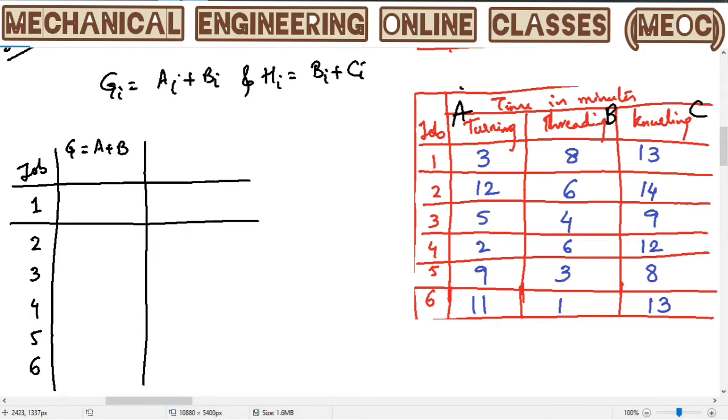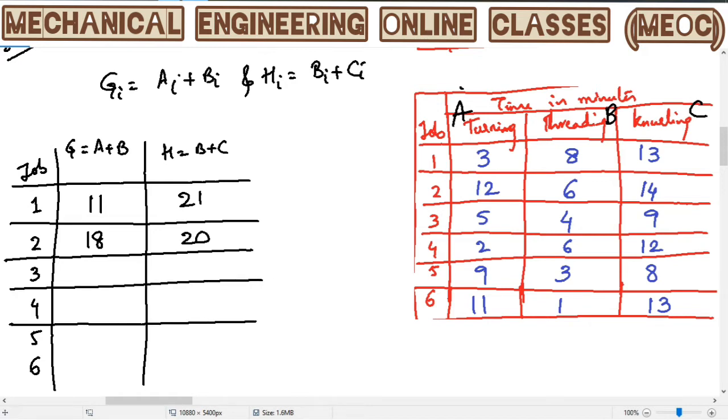So A plus B is what? For the first job it is 3 plus 8, which is 11, and H is nothing but B plus C. So for the first job it is 8 plus 13, which is 21. Similarly for the second job, for G it is 12 plus 6, which is 18, and for H it is 6 plus 14, which is 20. Similarly we will write for the third job, fourth job, fifth job and sixth job.